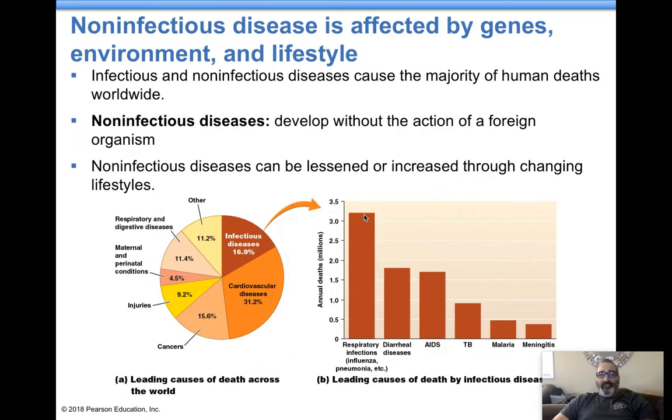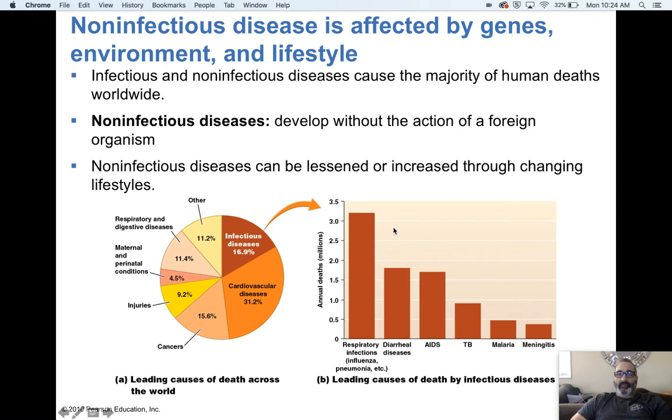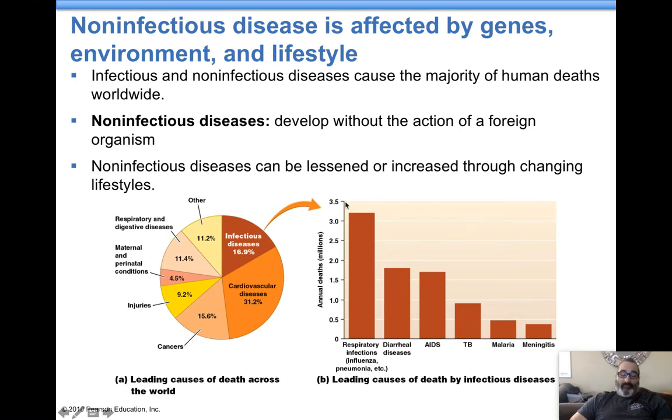We also have issues with non-infectious diseases. Non-infectious diseases are things that are not spread from person to person. What makes us more susceptible to them? It's our DNA. Also, what we expose ourselves to in our environment and how we choose to live our lives. These diseases can be lessened by changing your lifestyle: smoking less, drinking less alcohol, eating better. Those are common ways.